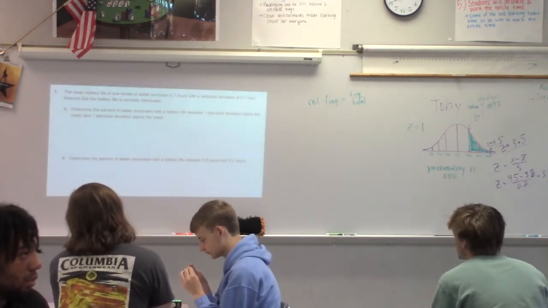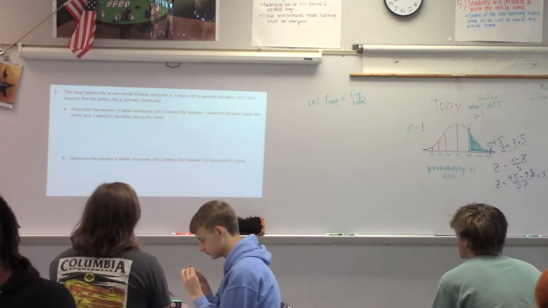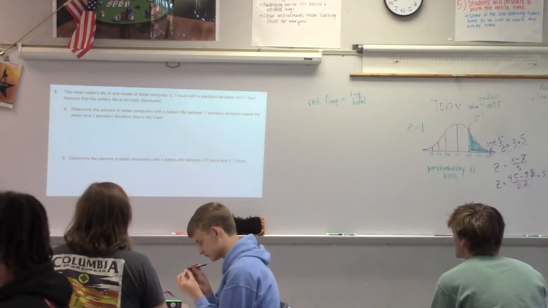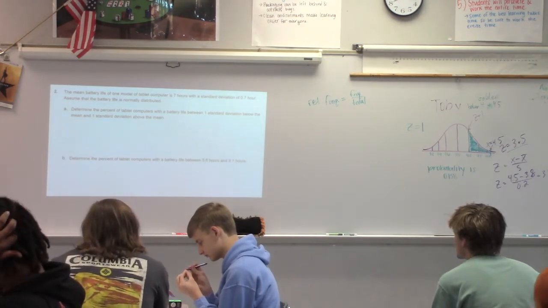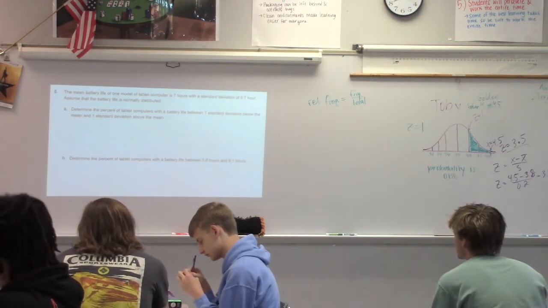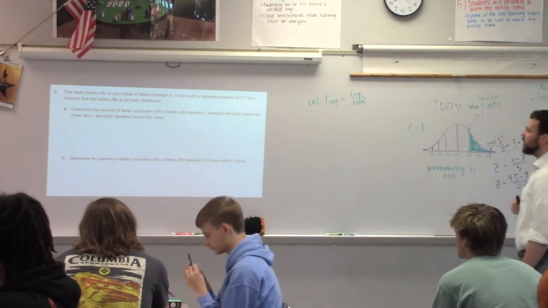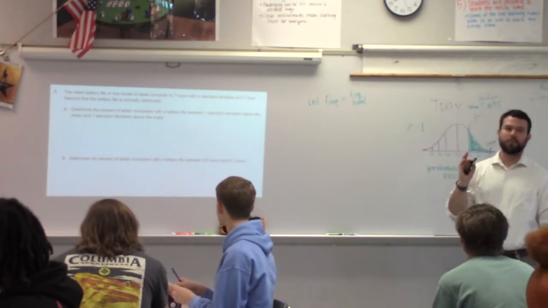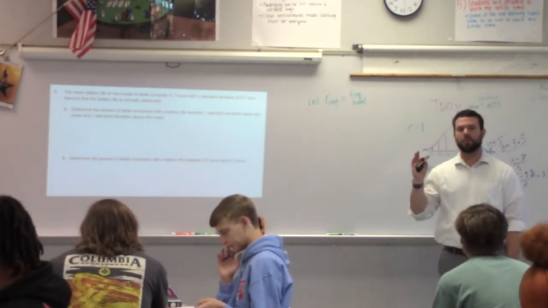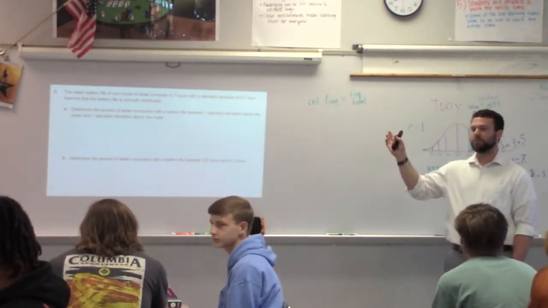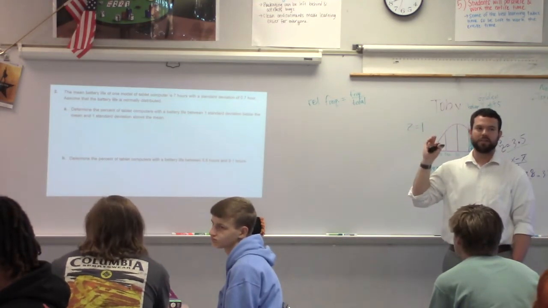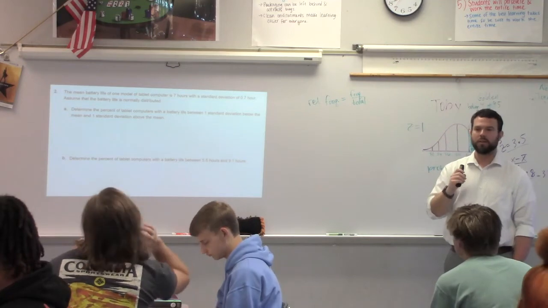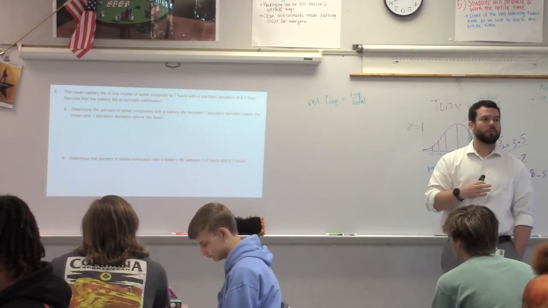Alright, so number 2. The mean battery life of one model of tablet computer is 7 hours with a standard deviation of 0.7 hours. Assume the battery life is normally distributed. Determine the percent of tablet computers with a battery life between 1 standard deviation below the mean and 1 standard deviation above the mean. Shouldn't have to think about that one. What should we know automatically? It's like 68. It's 68% based on the what? The empirical rule, right? You need to reference that empirical rule in justification.